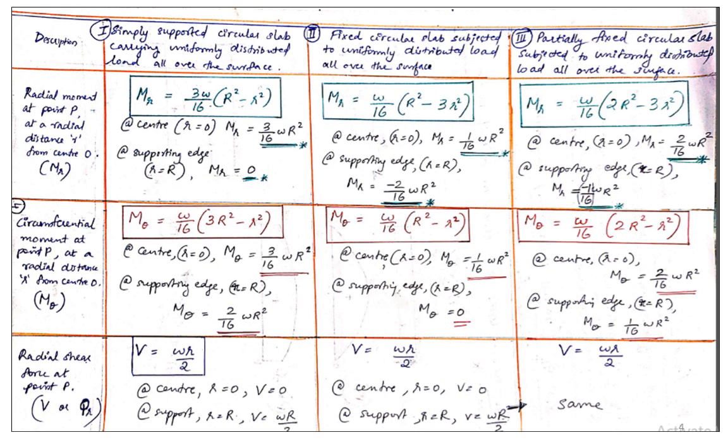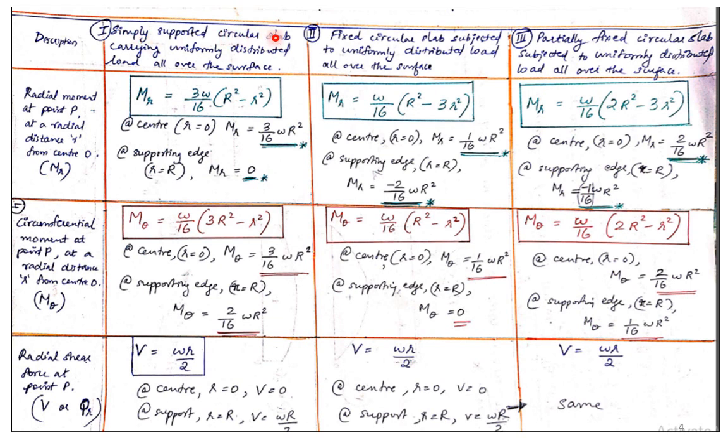So these are the general expressions based on the different end conditions, whether it is simply supported, fixed, or partially fixed. We can see the M_r value, M_theta and V values. So you have to remember the general expressions for all three cases, for all types of moments and shear forces. Afterwards you can substitute the value of small r, whether it is at the center or at the supporting edge. This r value varies from 0 to capital R. So we will observe both these cases and write the value of M_r, or similarly M_theta.